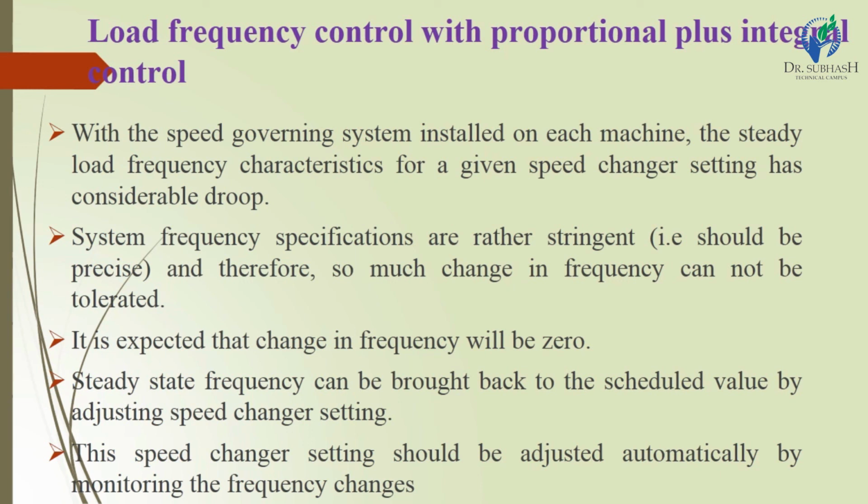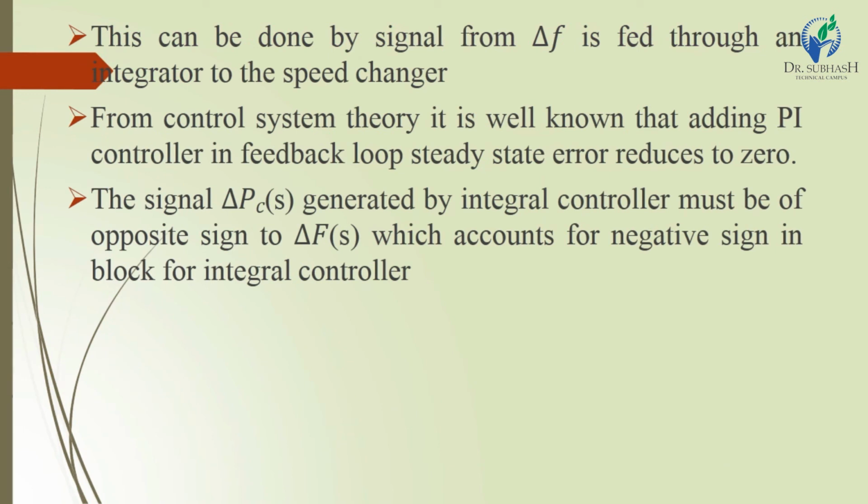The integral controller generated signal is delta Pc, which is opposite to delta f and so has a negative sign. This can be done by taking the signal of delta f through the integral of the speed changer. From control system theory, it is known that adding a PI controller in the feedback loop reduces the steady state error to zero. The signal delta Pc of s generated by the integral controller must be of opposite sign to delta f of s, which accounts for the negative sign block for the integral controller.